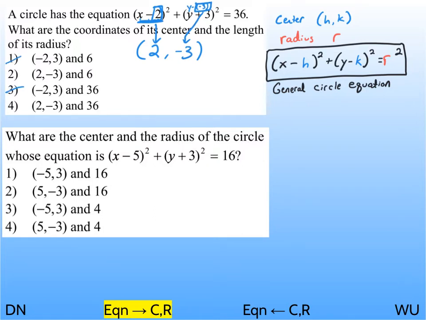Now, for the radius, the important part here is whatever's on the end of this equation is the radius squared. So in this one, we don't see a squared. This just says 36. So if you just see that, what you need to do to find the radius is, you know that 36 equals the radius squared because that is the right side of the equation here. So what you need to do is take the square root on both sides, and you'll find that the radius is 6. So here's our answer, choice 2.